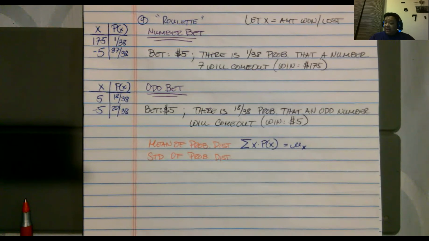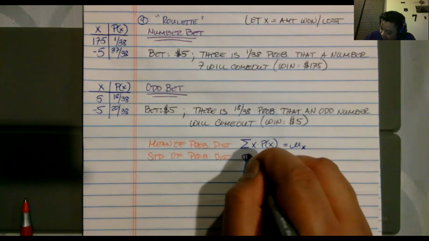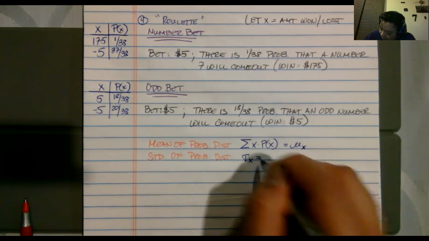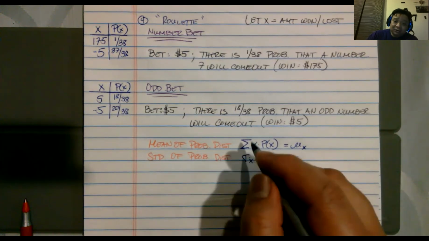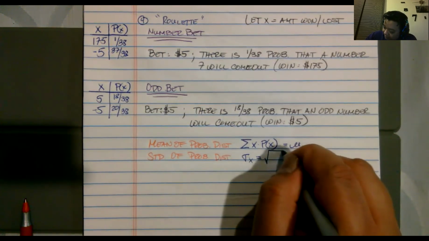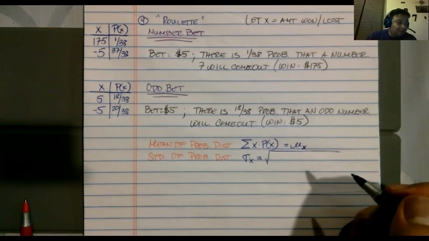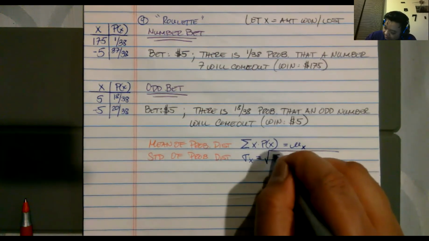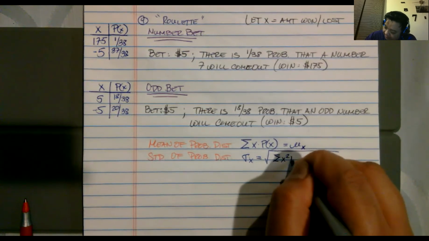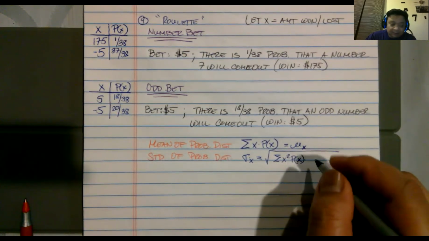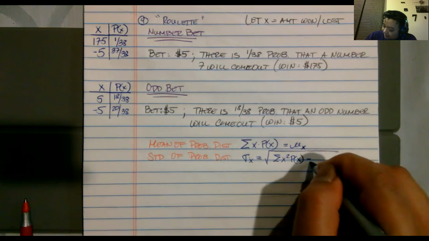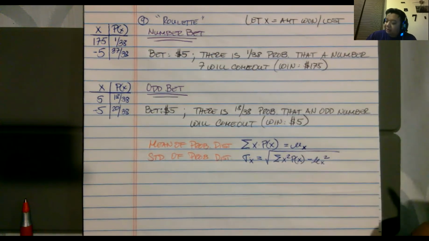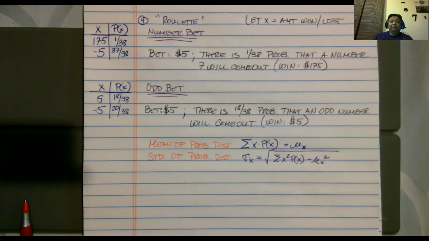Now the standard deviation for your x, okay. Since there's no square, I have to take a square root, right? So you saw this on your first test, and it's basically the sum of x squared times p of x minus the mean of x squared inside the square root.